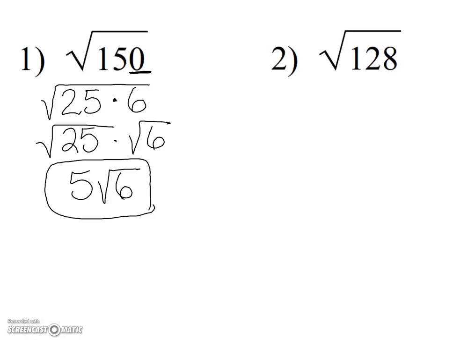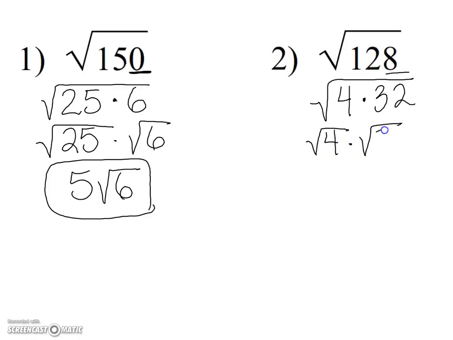Okay, now let's look at number 2. On number 2, you have the square root of 128. Well, it ends in an 8, so that means it's even. 4 is even, and you can always see if 4 can go into 128, and it can, 32 times. So you can rename this as 4 times 32: the square root of 4 times the square root of 32. That gives me 2 square root of 32.